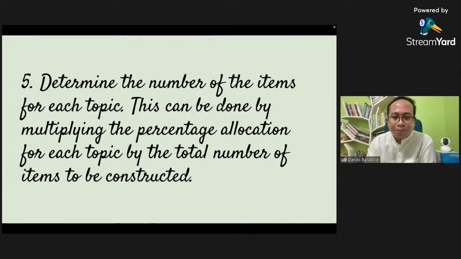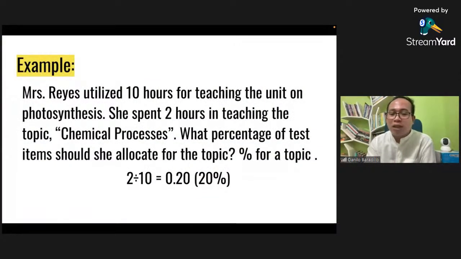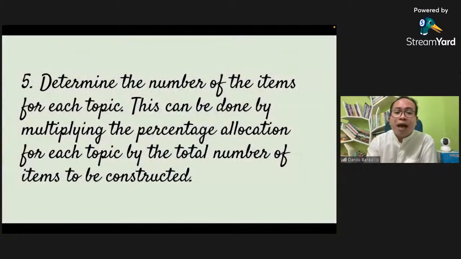Okay, now how do you do that? This can be done by multiplying the percentage that we got a while ago for each topic. So the topic that we have just identified a while ago was the chemical processes, right? Chemical process has 20% out of the 10 hours spent for teaching photosynthesis. And chemical process is part of photosynthesis, which may be taught for about 10 hours, for example, in science.